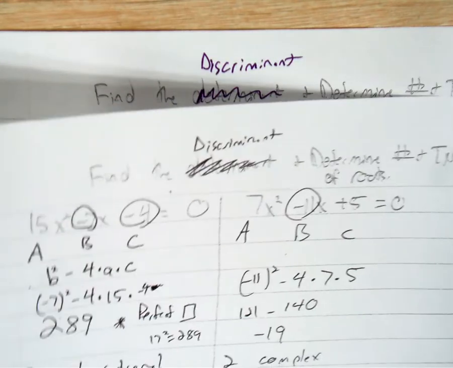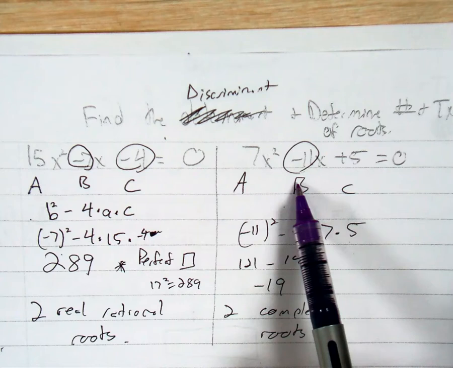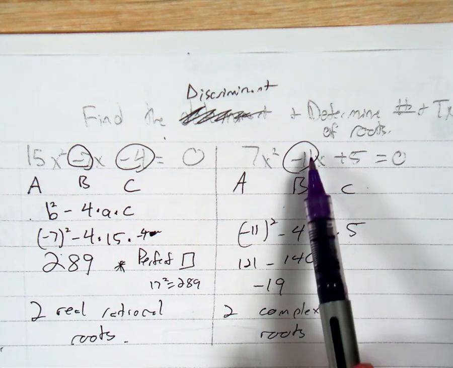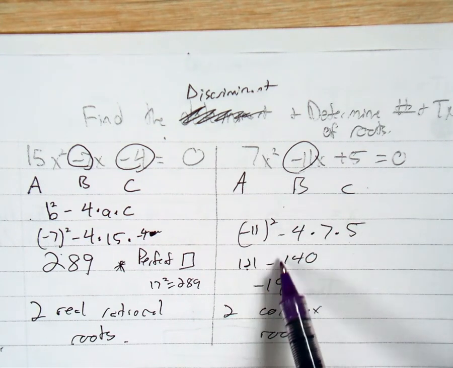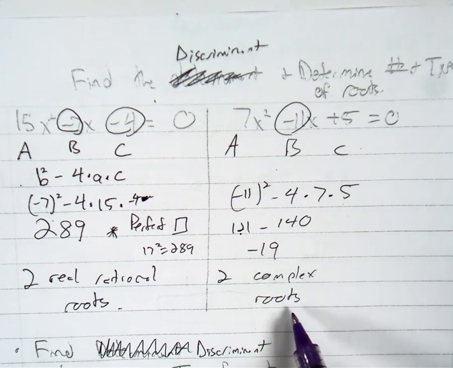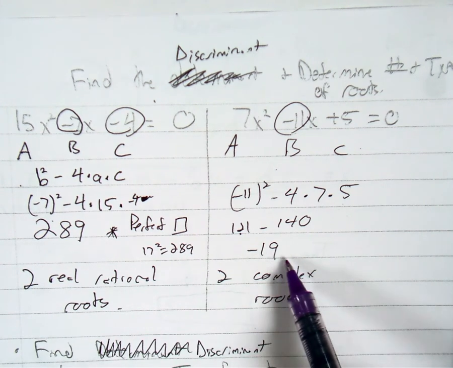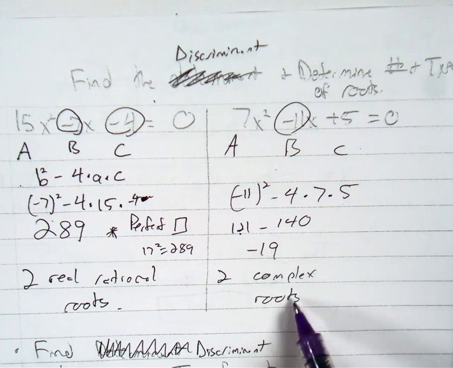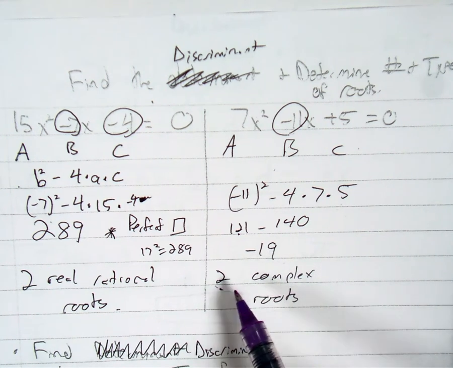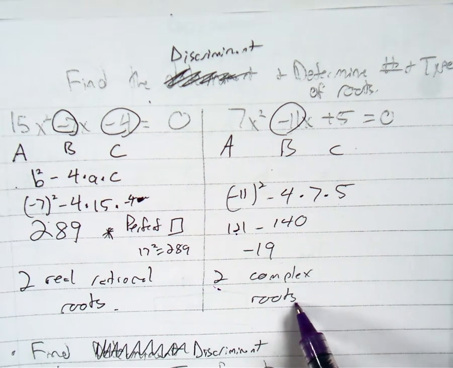All right, welcome back. Here's what you should have got. A, B, C. So negative 11 squared is 121 minus 4 times 7 times 5. You're going to get negative 19. Uh-oh, negative number. You're going to have two complex roots. And that's all the problem wants. Find the discriminant and then describe the number, 2 or 1, and then the type of roots you're going to get. Okay, next type of problem.